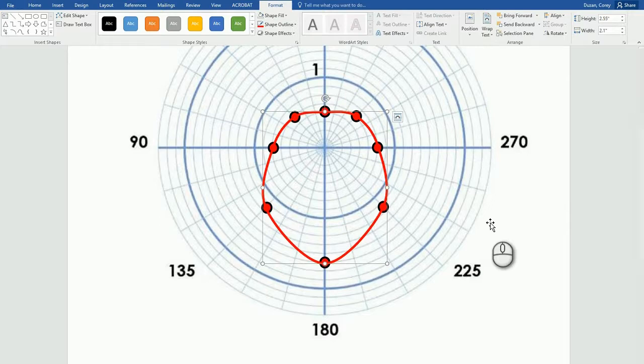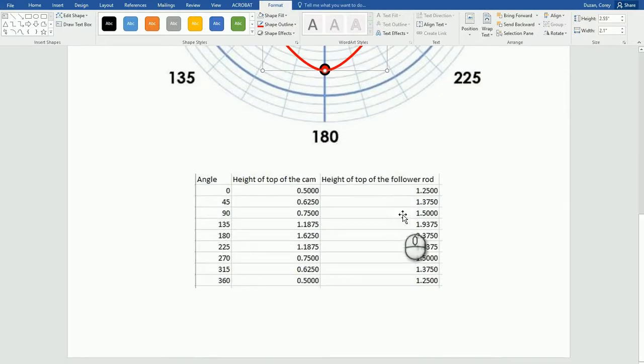Now the disconnect for a lot of people is, how do I take this and incorporate this into Inventor? So once again, I'm going to have this data in front of me, and I'm going to go over to Inventor.